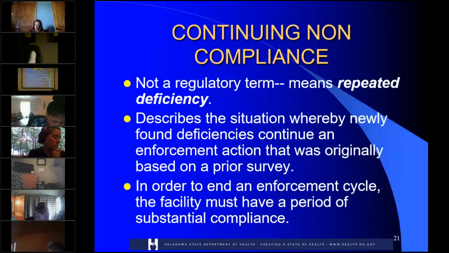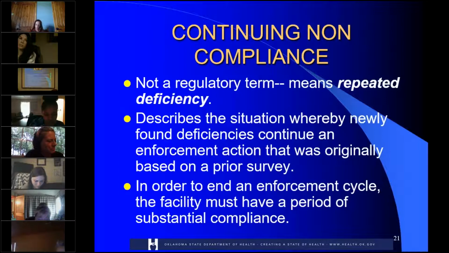It gets cleared, but it's continuing, and there's barely any gap between that compliance. Sometimes CMS will determine, no, that's non-compliance, and they're going to be more likely to penalize that repeated tag, acting like there's no compliance in between, because it's just going back to old ways all the time. Okay, this describes the situation whereby newly found deficiencies continue and enforcement action that was originally based on a prior survey.